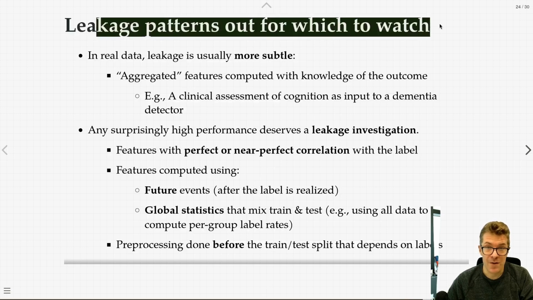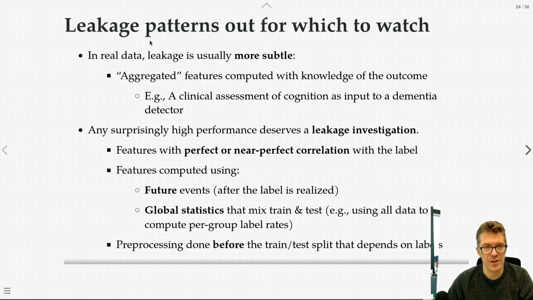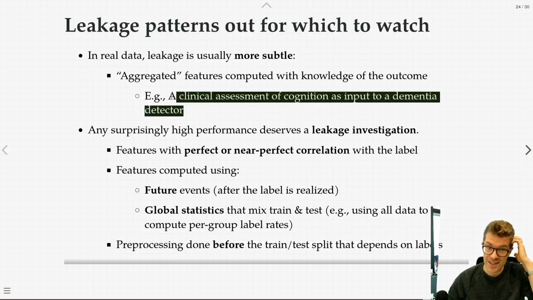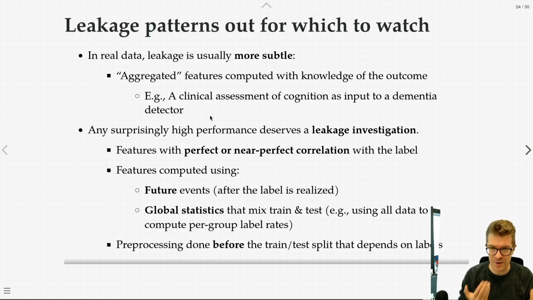So that's very pathological, but here are more realistic leakage patterns to watch out for. In real data, leakage is more subtle. It might be that you're aggregating features and you're computing this with some kind of knowledge of the outcome. I'm happy to tell you this anecdote. We never published this, but at one point during an experiment, this happened to us.